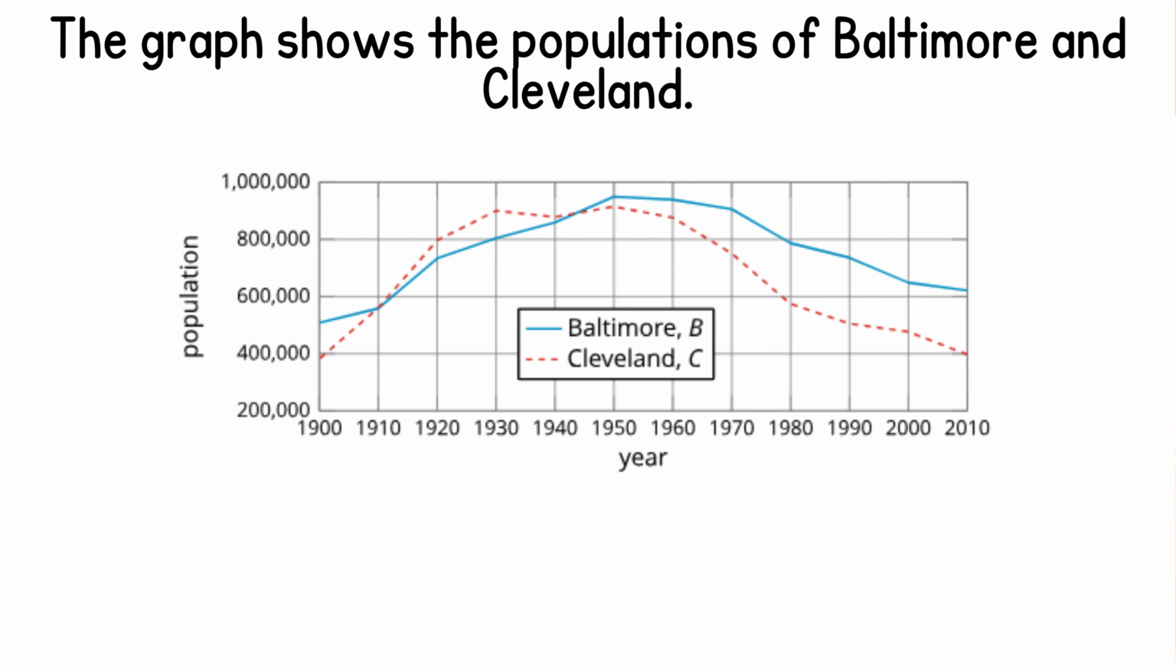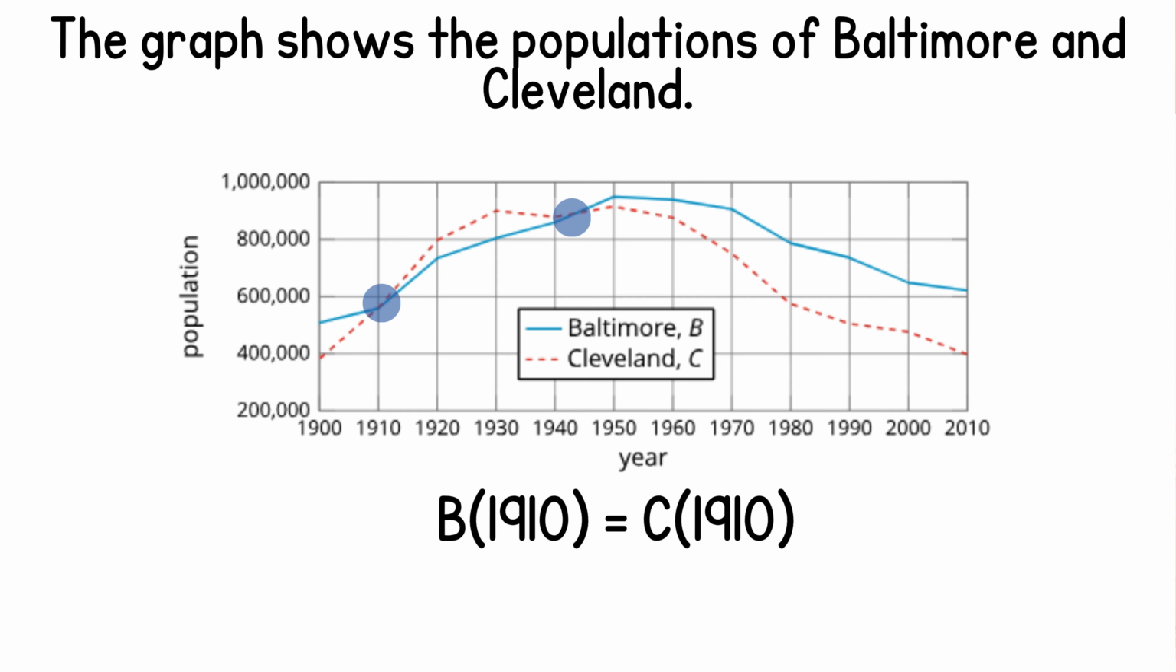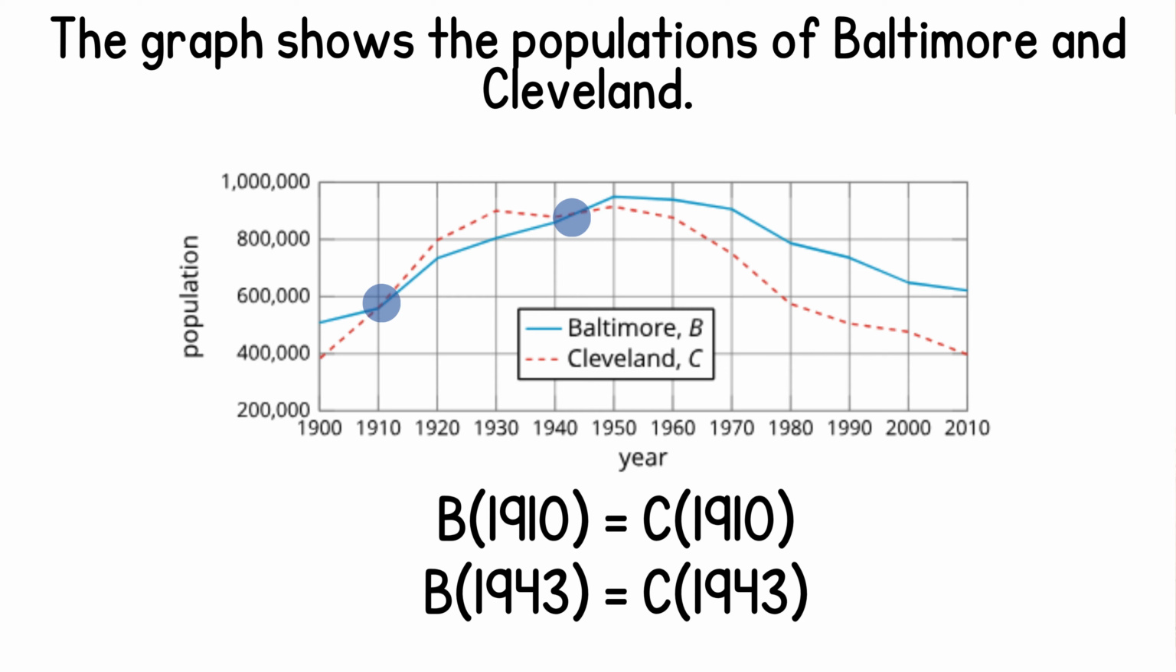Now let's look at intersections. Intersections represent when two functions have the same output value. So we have an intersection here in the year 1910, and we see another intersection of both lines a little bit after 1940. So we can say that B of 1910 is equal to C of 1910. And we can also say that B of 1943 is equal to C of 1943.